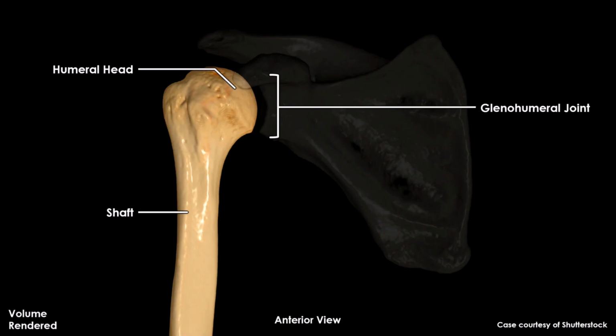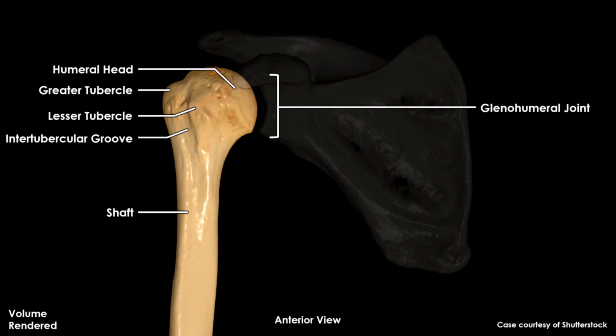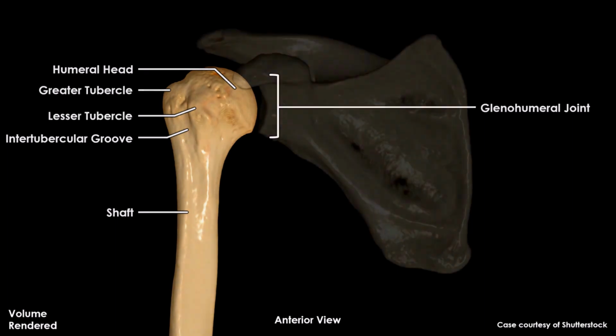The lateral surface of the proximal humerus includes two bony protuberances called the greater tubercle and the lesser tubercle. Both of these tubercles are points of muscle attachment between the arm and the thorax. There's a shallow valley between these tubercles called the intertubercular groove, also called the bicipital groove, because the bicep tendon runs through this groove. Now we'll look at the scapula.